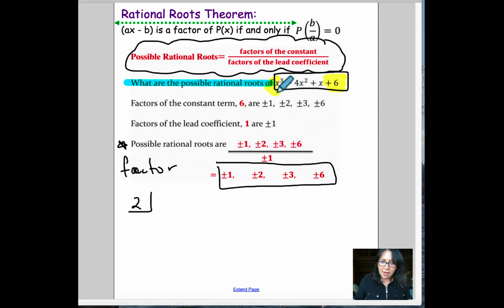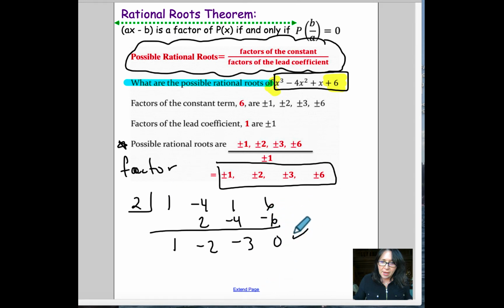Let's try 2. 3, 2, 1, 0. You got to make sure that these are descending. So I have a 1, I have a negative 4, I have a 1, and I have a 6. So we're going to go 1, this is 2, add down, we get negative 2, multiply across, negative 4, add down, negative 3, multiply across, I get negative 6, 0. Perfect. So that means that I have a 0. That means that 2 is a 0.